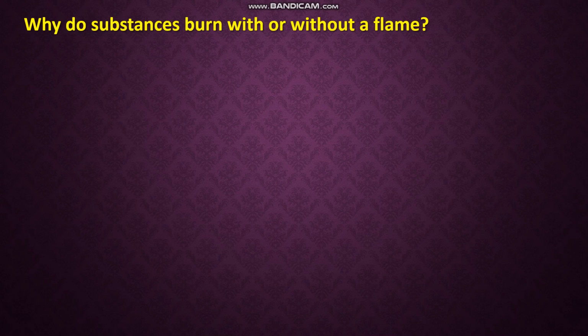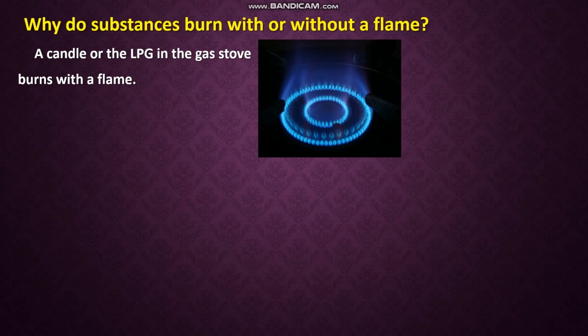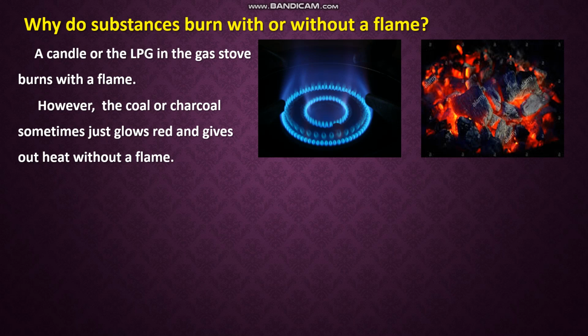Next, let us see one point. Why do substances burn without flame? You can see some substances burn with flame. For example, a candle or LPG in the gas stove burns with a flame. And sometimes you can see coal or charcoal just glows red and gives out heat without a flame. You might have observed this. There will not be flame, they will just glow. Can you say what is the reason?